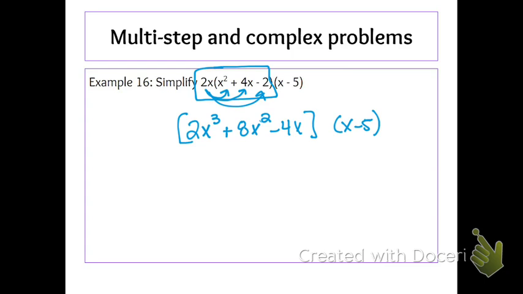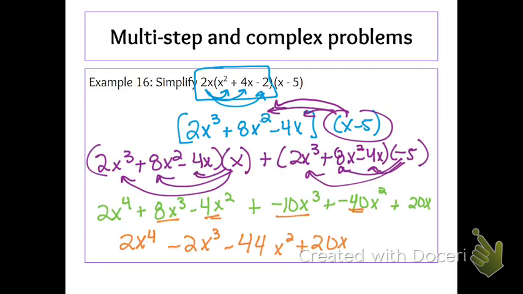After that, I'm going to distribute the x minus 5 through my trinomial. So I distribute essentially twice: distribute the x minus 5 through the trinomial in the brackets, then distribute the x and distribute the -5, and combine all my like terms. Then I end up with 2x to the 4th minus 2x cubed minus 4x squared plus 20x.